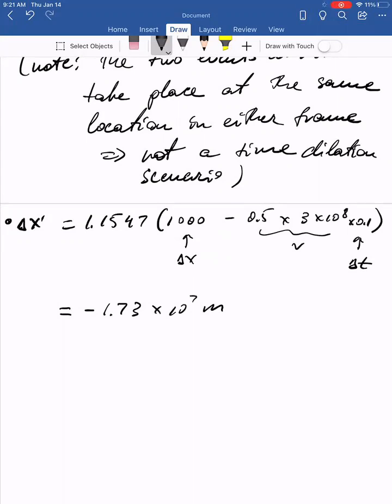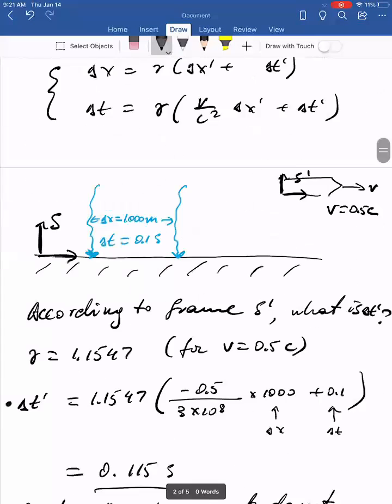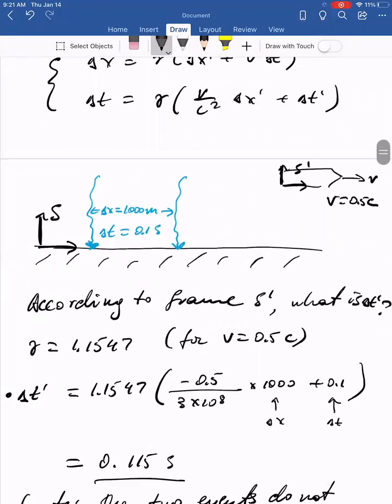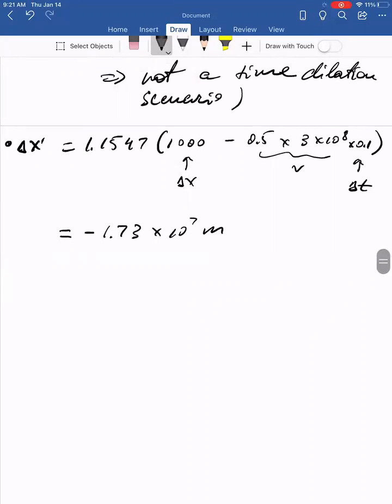So two questions that I have for you. One, why is it minus? And why is it so darn large? The two events were separated by only 1 kilometer, 1,000 meters, 10 to the 3 meters. But now they're separated by this humongous number, 10 to the 7 meters. Why?